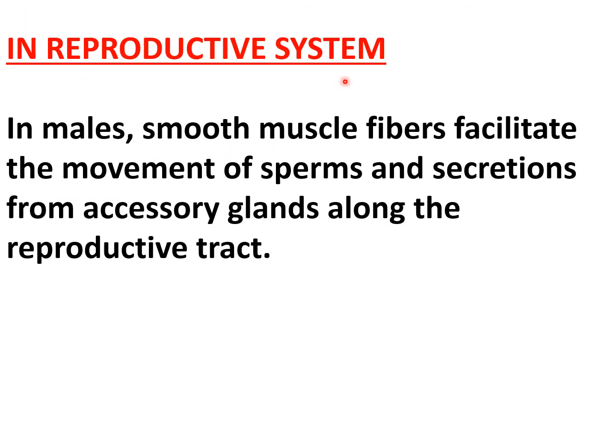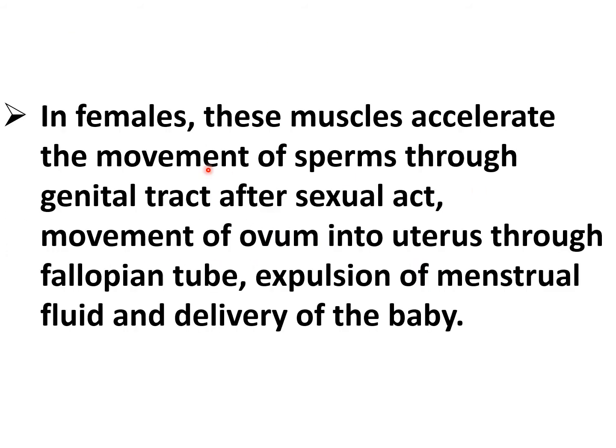In the reproductive system, in males, the smooth muscle fibers facilitate the movement of the sperm and secretion from the accessory glands along the reproductive tract. In females, these muscles accelerate the movement of the sperm through the genital tract after the sexual act, movement of the ovum into the uterus through the fallopian tube, then expulsion of the menstrual fluid and delivery of the baby.